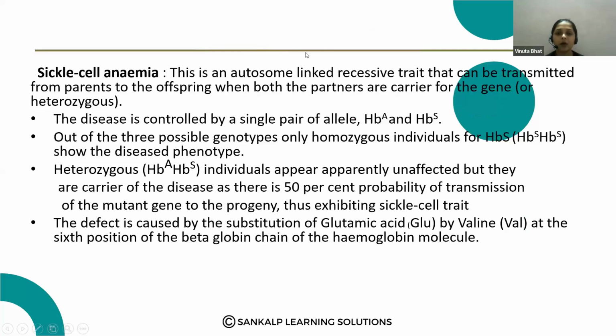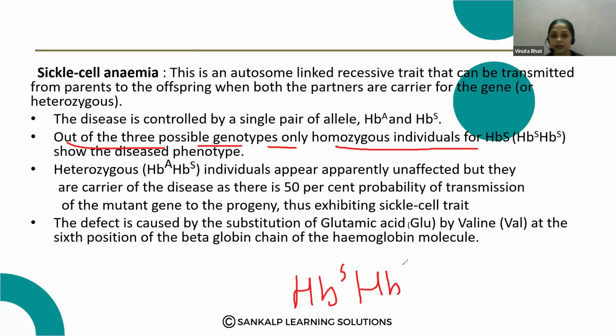First, sickle cell anemia. How is it formed? This is an autosome-linked recessive trait that can be transmitted from parents to offspring when both partners are carriers of the gene, or heterozygous. So this disease is controlled by a single pair of genes, HBA and HBS, where HBS is the abnormal one. Out of three possible genotypes, only the homozygous individual, that is HBS HBS, has the affected phenotype.